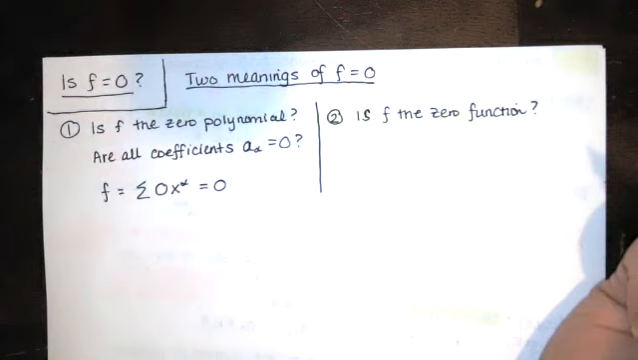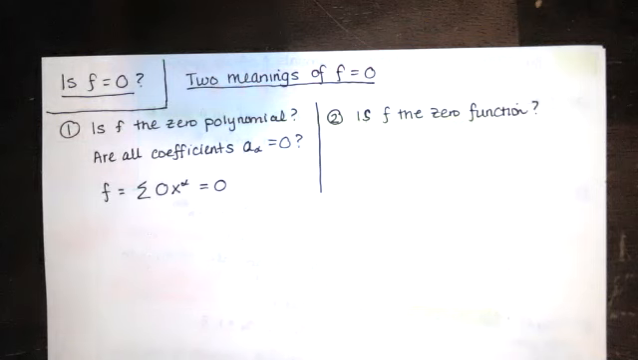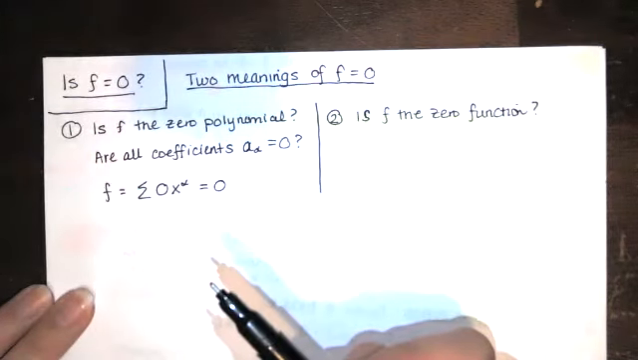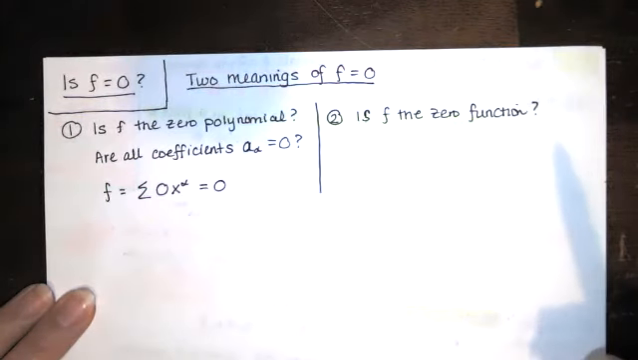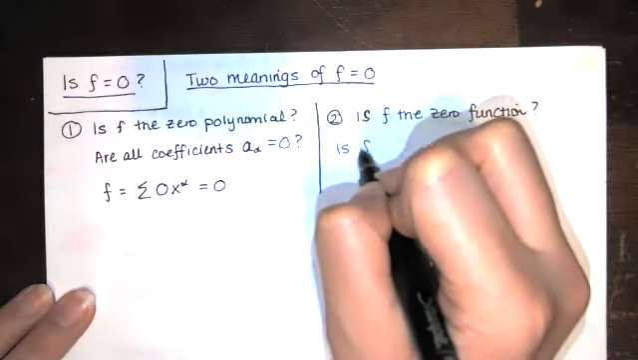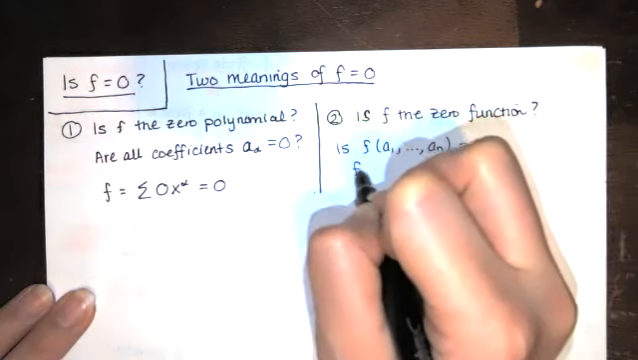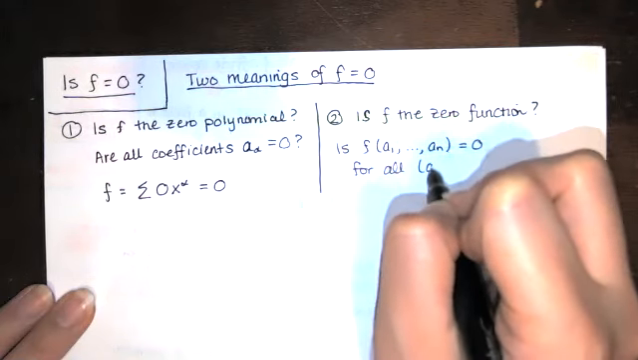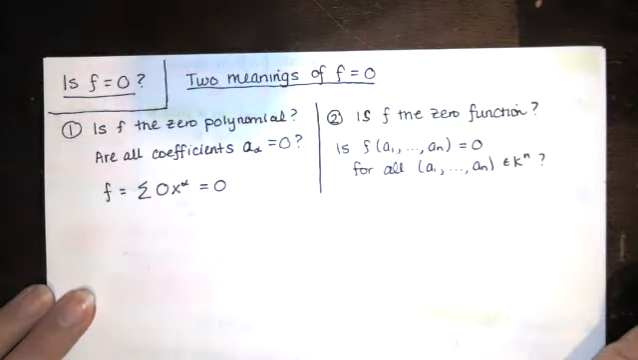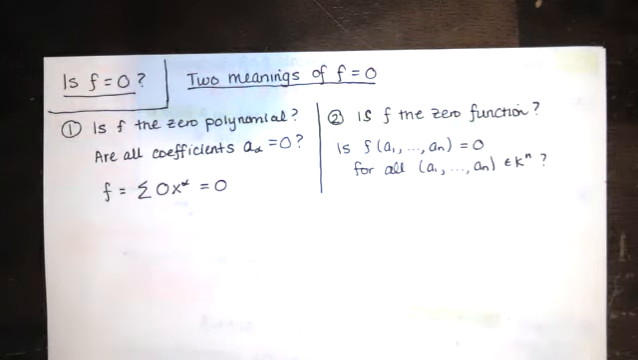And there are other meanings for f equals 0 as well. We'll say, is f equal to 0 for a particular value of a sub 1 through a sub n? That's a third question, but we're just going to focus on these for right now. If somebody says, is f the 0 function, what they mean is, is f of a sub 1 through a sub n equal to 0 for all points a sub 1 through a sub n in n-dimensional affine space for that particular field k? If so, then f is the 0 function.